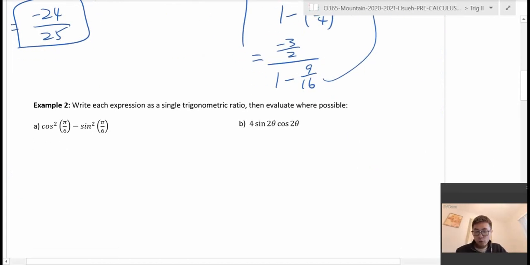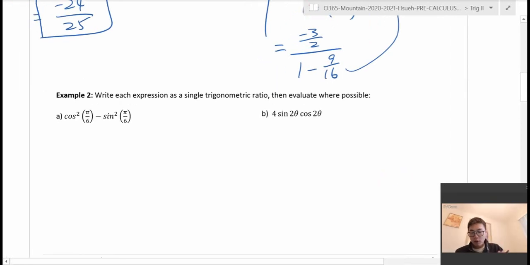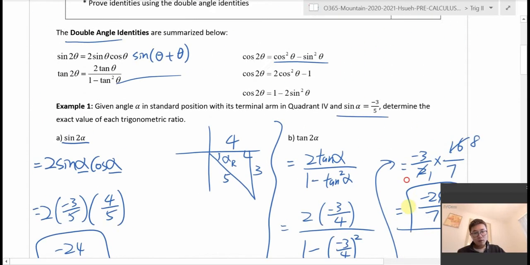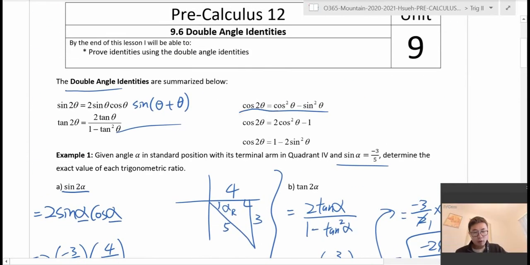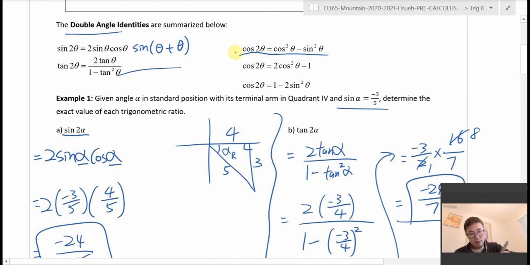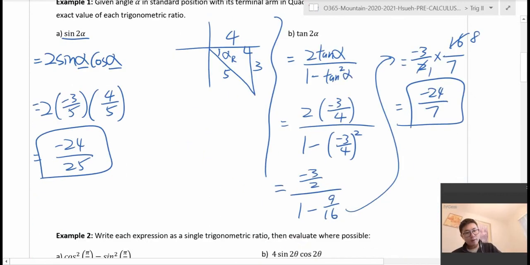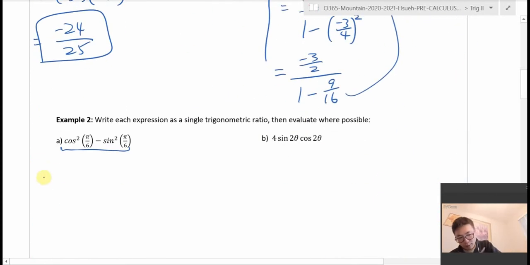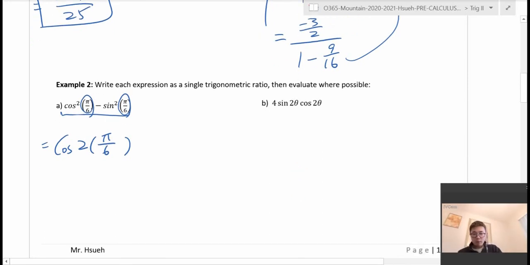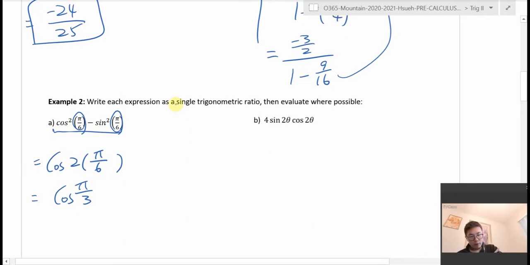Example 2: write each expression as a single trig ratio and then evaluate where possible. Right now you can see this is cosine squared minus sine squared. So cosine squared minus sine squared is simply cosine 2 theta. That is the double angle identity for cosine. So then we can rewrite this as cosine 2 theta. Now, in this case, recall this is the angle theta, so we're going to replace theta with pi over 6. And therefore, you end up with cosine of pi over 3. And now we can evaluate this quite easily.